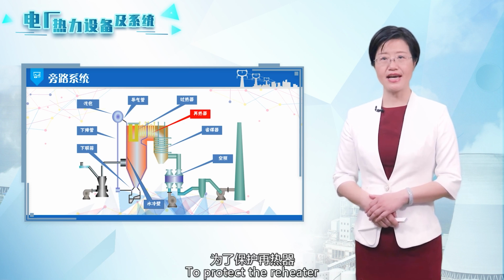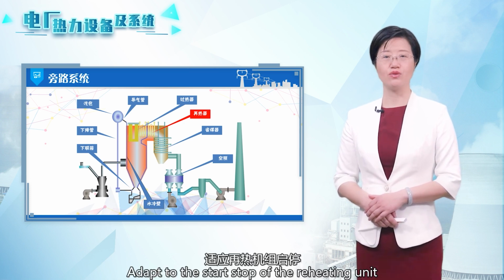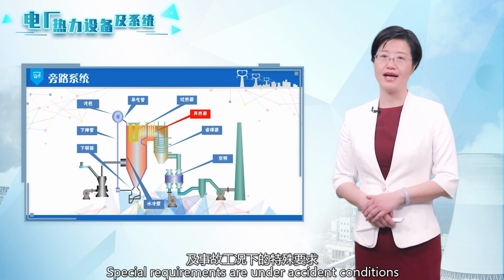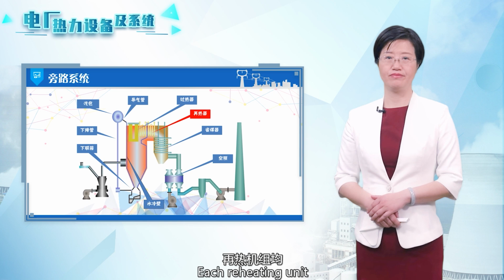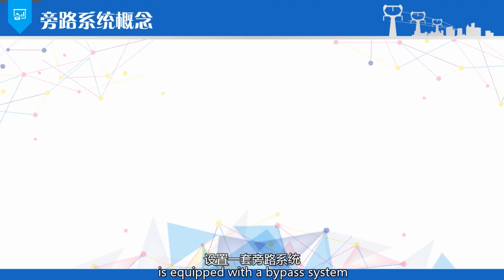To protect the reheater and adapt to the start-stop of the reheating unit, and to meet special requirements under accident conditions, each reheating unit is equipped with a bypass system.